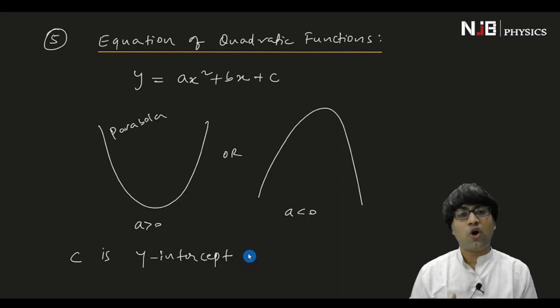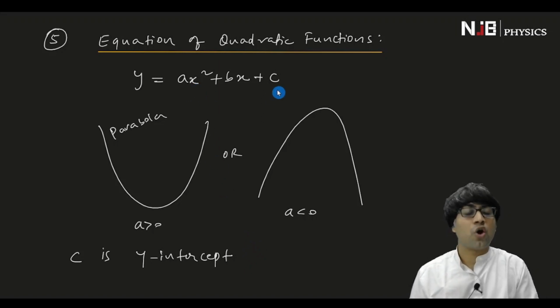So therefore, in order to analyze the equation of a quadratic function, it is very much important to have a look at the coefficient of the x square and the constant c. So if this constant c is positive, it means the graph is going to cut the y-axis on the positive side, and if it is negative, then it is going to cut the y-axis on the negative side. And if this is 0, that means it is going to cut at y equal to 0, or simply at the origin.